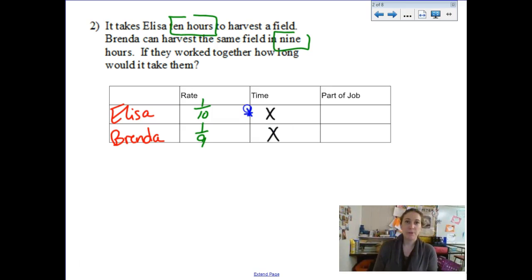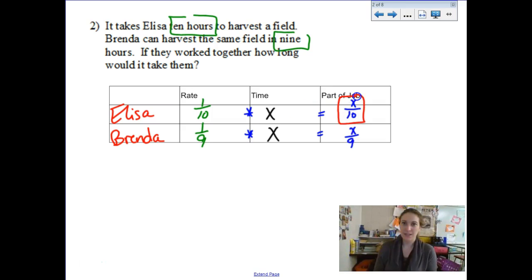And then if we were to multiply each person's rate times the time that they work together, we're going to figure out how much of the job each girl completed. So for Eliza, 1/10 times x is x over 10. I like to write it that way. And then 1/9 times x is x over 9.